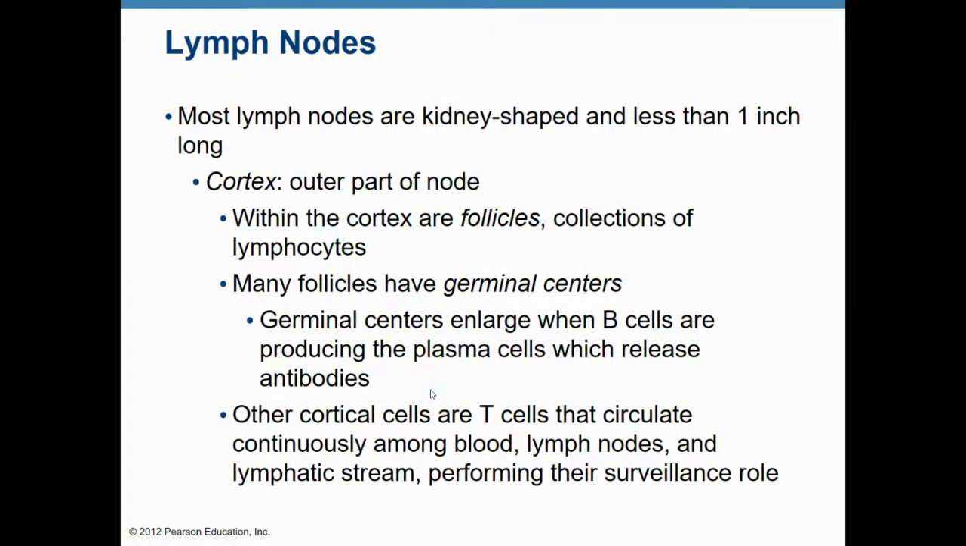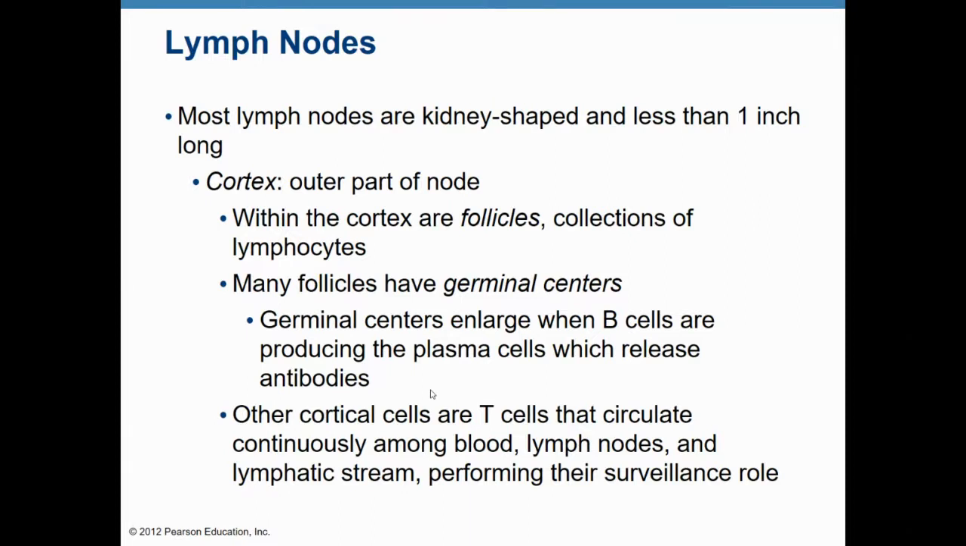Now, most of our lymph nodes are going to be kind of kidney shaped, right? Shaped like a kidney bean, and they're less than an inch long. Each lymph node, when you look at it underneath the microscope, is going to be divided up into two regions. There's an outer cortex, just like we saw with the brain. The outer layer is called the cortex. And the cortex is going to contain follicles. And follicles are going to be dense collections of some of our lymphocytes. Those follicles are going to have a germinal center.